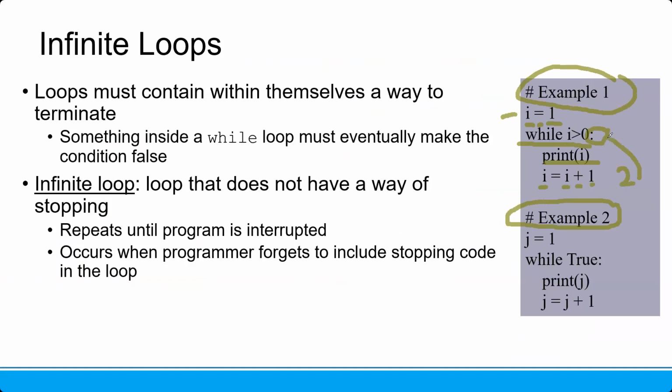So 2 is higher than 0? Yes. And then I will print 2. Now I becomes 3. 3 is higher than 0? Yes. And then again print 3. 3 plus 1 now becomes 4. 4 is higher than 0? Yes. Now the question, when does this loop stop? It never stops. Then you will have an infinite loop.